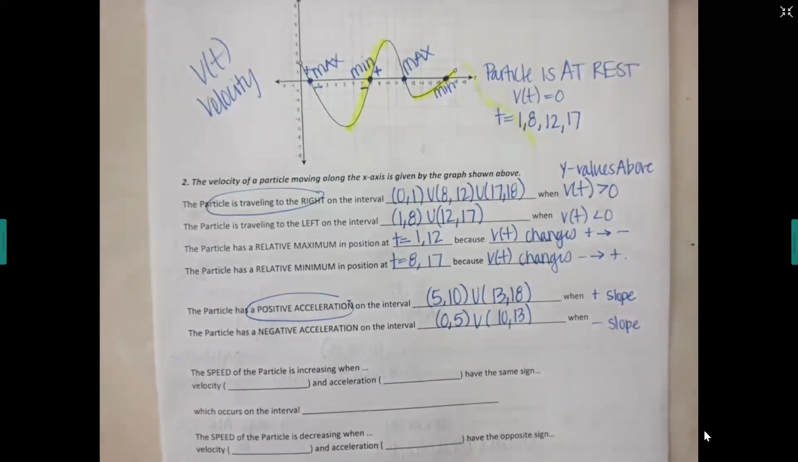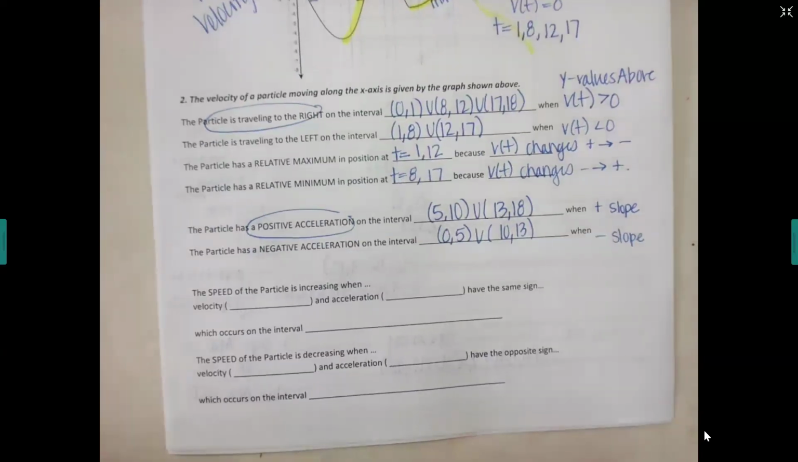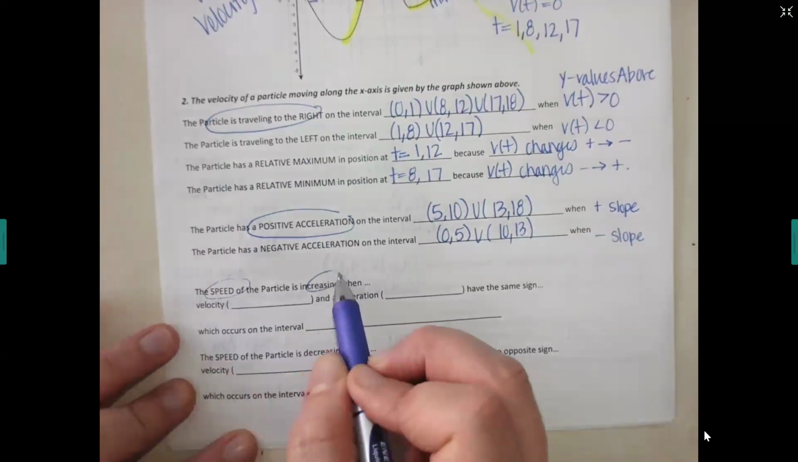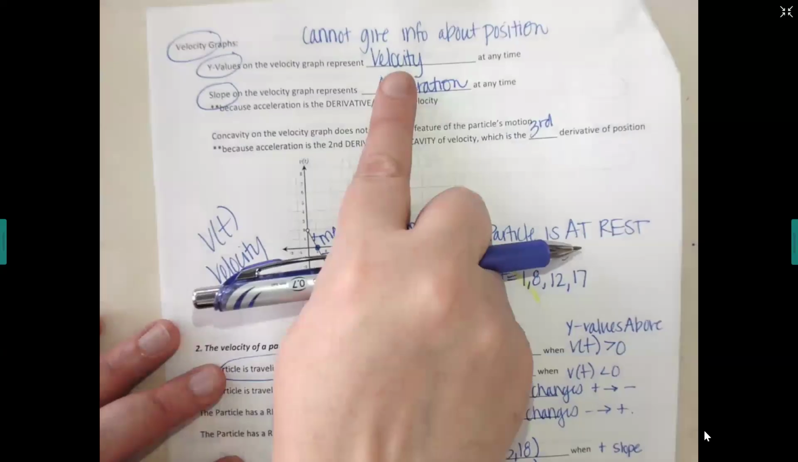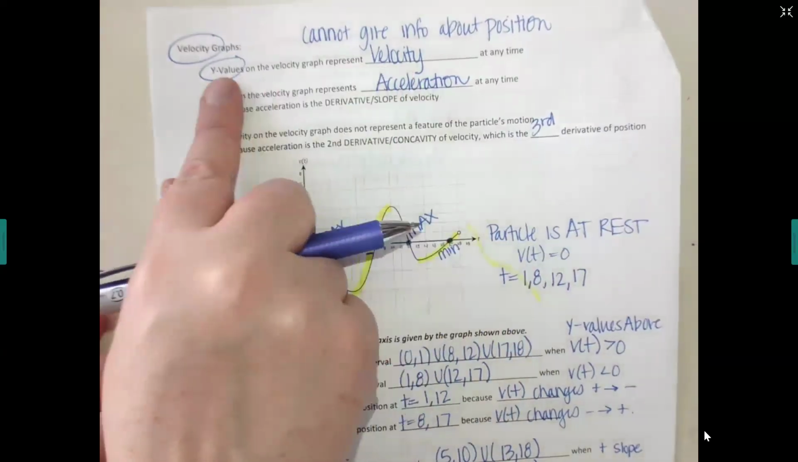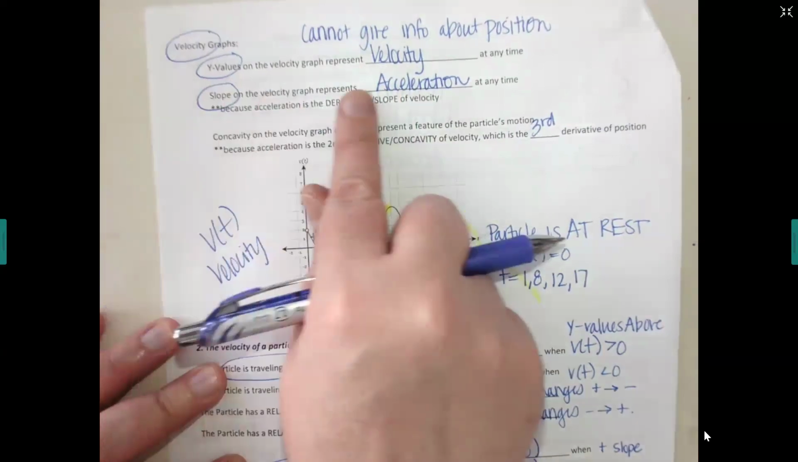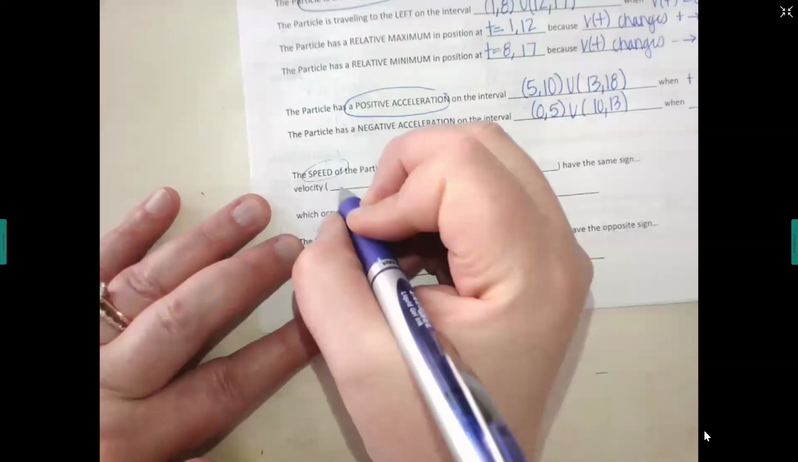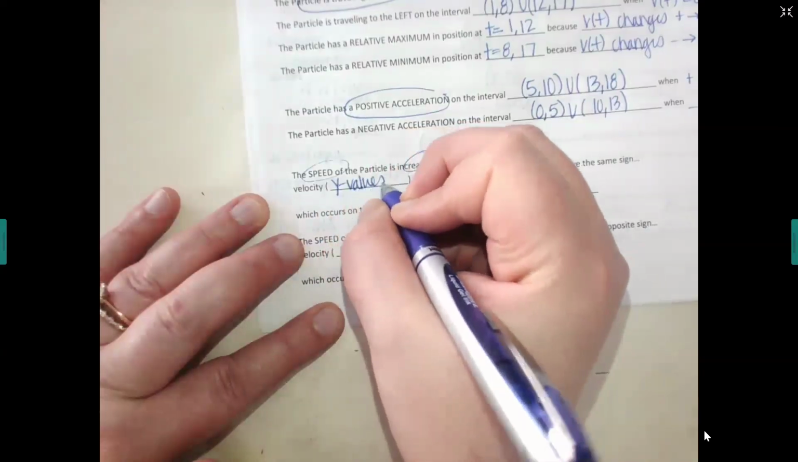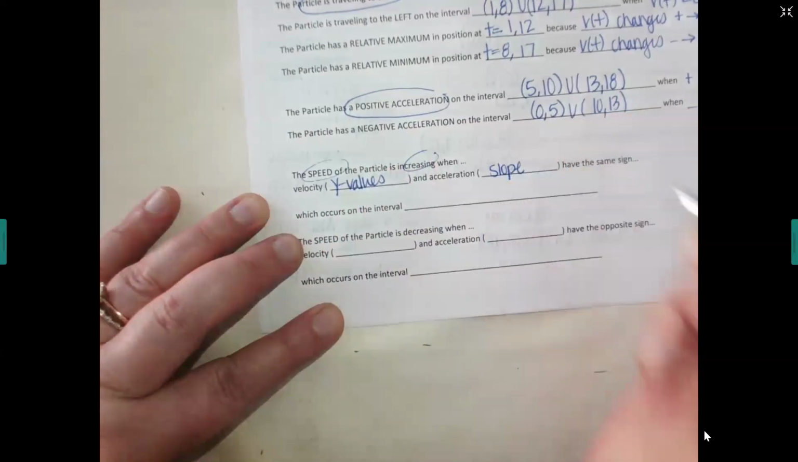All right, last little bit of this. Let's talk about speed. Speed is increasing when velocity and acceleration have the same sign. What feature is velocity on a velocity graph? Okay, look back at the top. What is velocity on a velocity graph? It's the y values. And what feature is acceleration? Slope. So I need the y values and the slope to have the same sign.